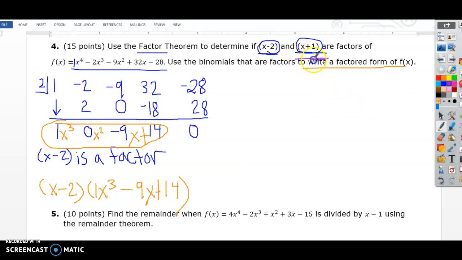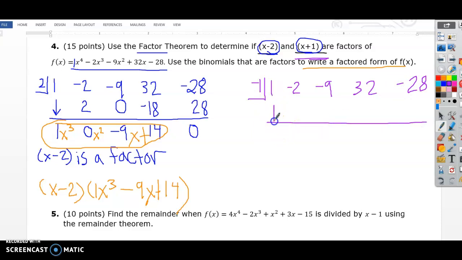Okay. Now I'm going to check x plus 1, so my potential factor is x minus 1. I'm going to use 1, negative 2, negative 9, 32, minus 28. Bring down the 1. 1 times negative 1 is negative 1. Negative 2 and negative 1 make negative 3.